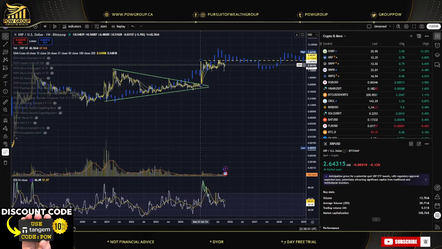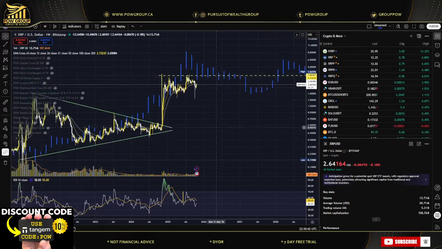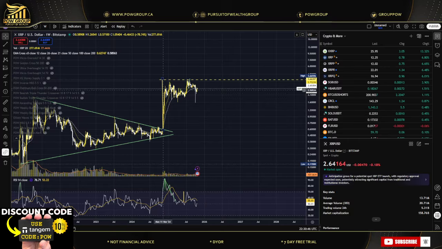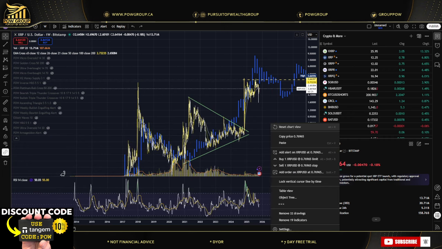Now, here's an example of XRP, right? We go from this symmetrical triangle again, using the real candle bodies. You move it out to where we broke out, and you literally can't make that stuff up. That's exactly where the price went. And I'll just remove these blue bars here, but as you can see, that target is literally where the price went.